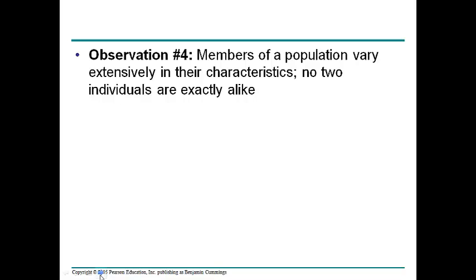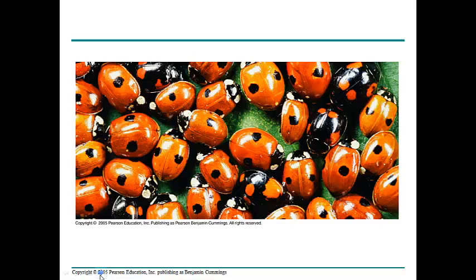Observation number 4. Members of a population vary extensively in their characteristics. In other words, no two individuals are exactly alike. Humans, of course, obviously we have the case of identical twins. But when you look at any population of organisms, from ants to fish to koala bears, they all have some very slight differences. If you looked at their DNA, it'd be even easier to see what those differences are.